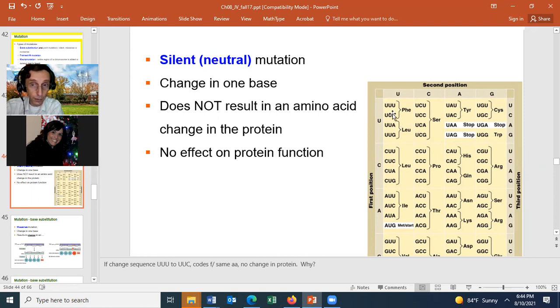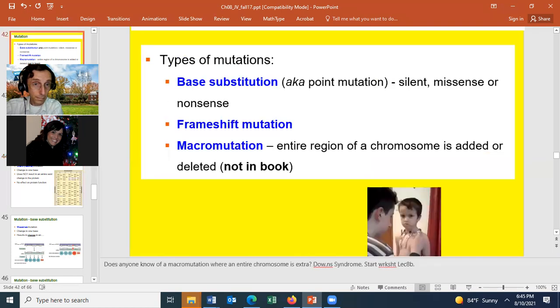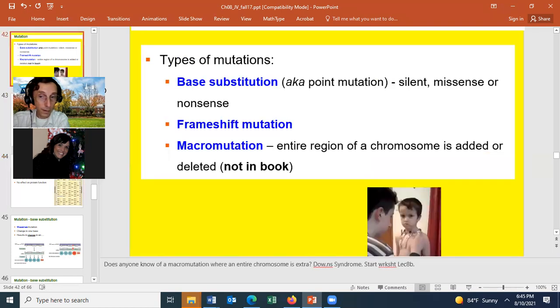For example, if UUU, which is the RNA, were to be changed to UUC, it still codes for the amino acid phenylalanine. And the DNA would be AAA or AAG. And although that's a change in the DNA, it does not result in a change in the protein. So there's no effect on the protein. So this they call a silent mutation. Any question about any of that? All right.